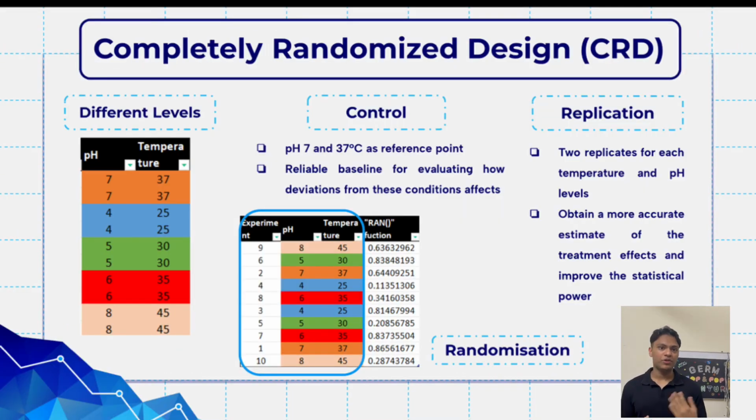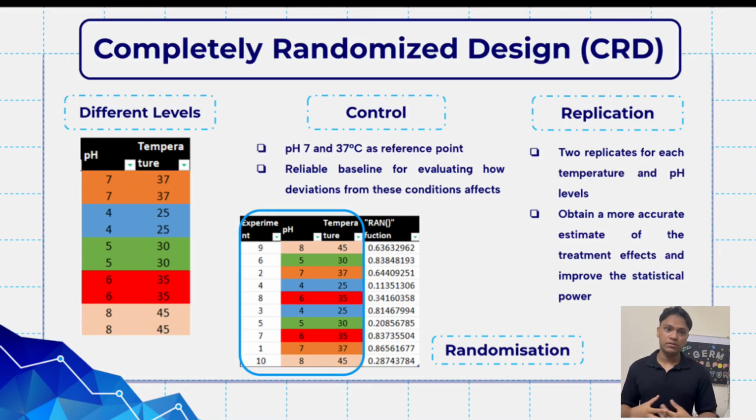Now, we'll move on to the completely randomized design, CRD, which is a fundamental experimental design that is widely used in statistics to evaluate the effects of a single factor on a response variable. To explain the principles of CRD in the context of our data, we'll analyze it according to four criteria, which are different levels, controls, replicates, and randomization.